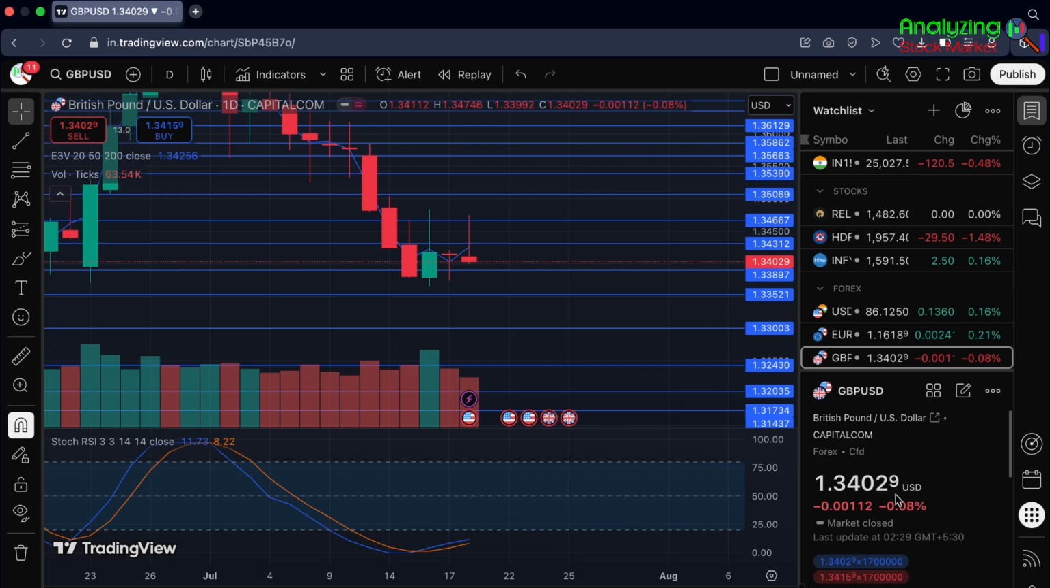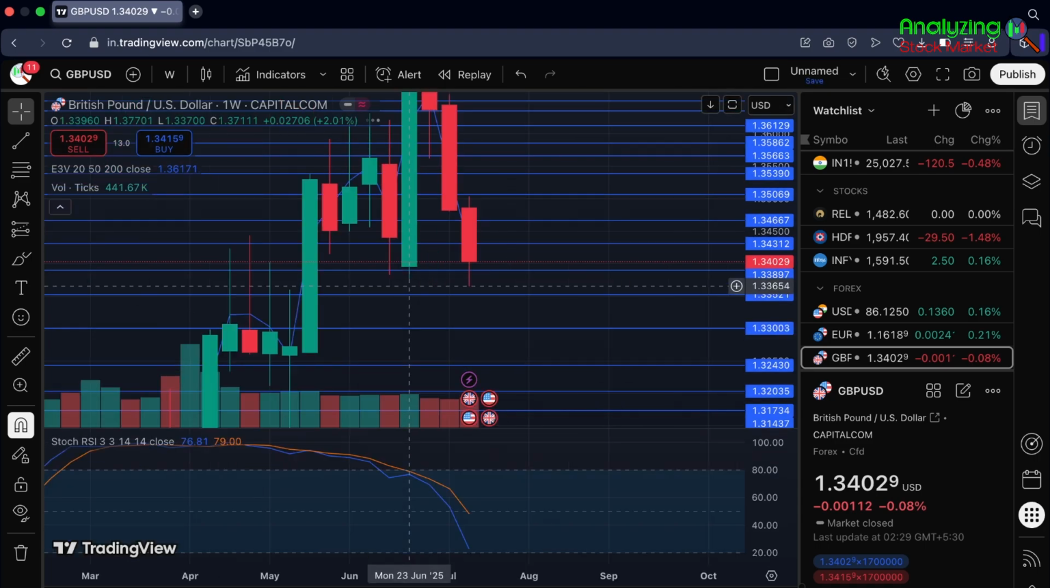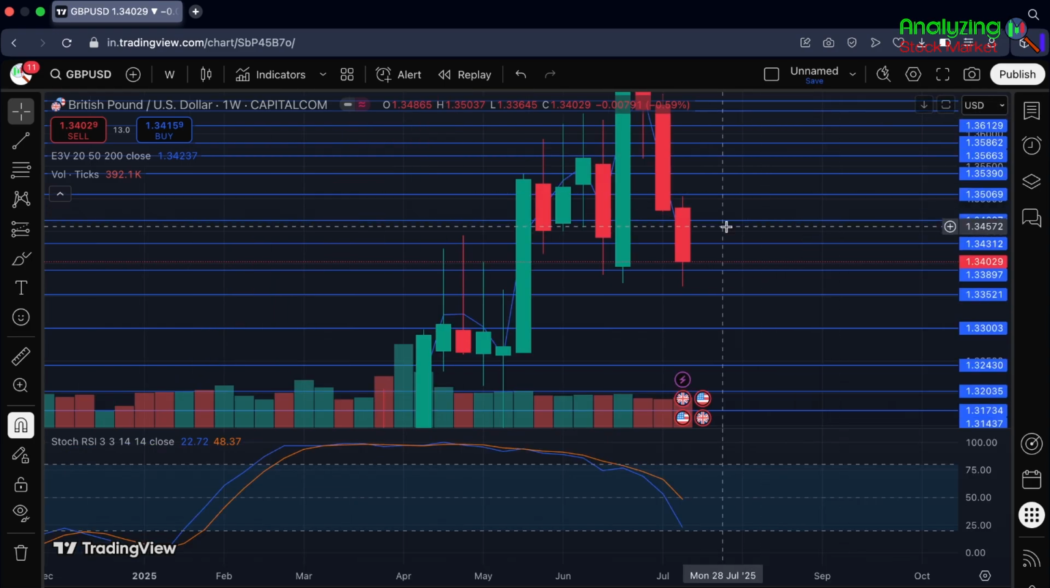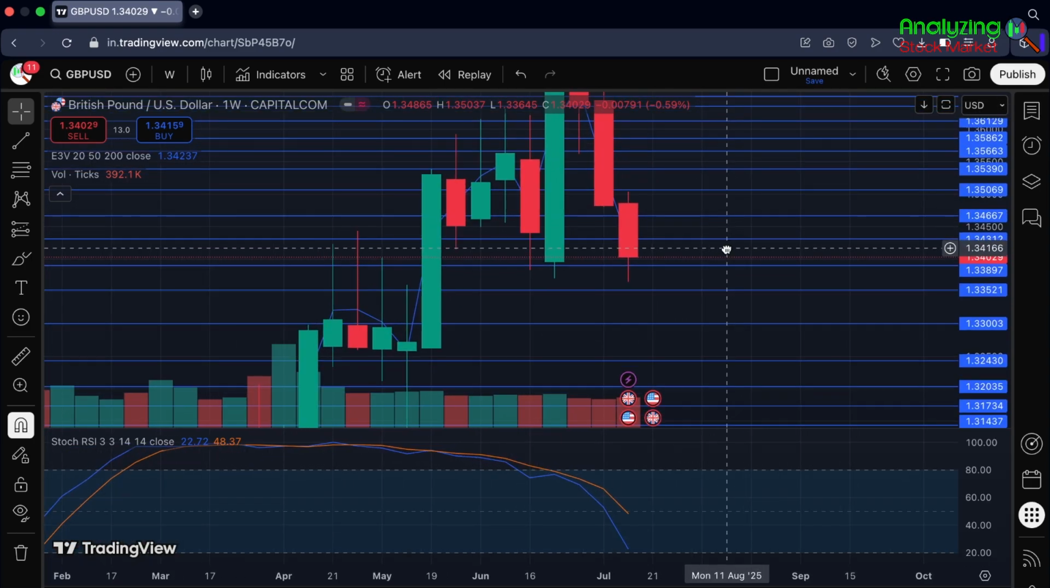I'll also be marking some important support and resistance zones which will help you to take better stop loss and target levels according to your bias. And I'll be sharing my opinion on what will happen in the coming week according to my analysis and the previous week's movement. So first, let's open a weekly chart and check what the candle was and what the indicators are showing on the weekly chart.